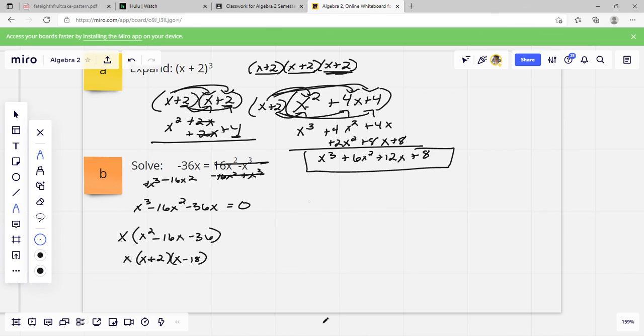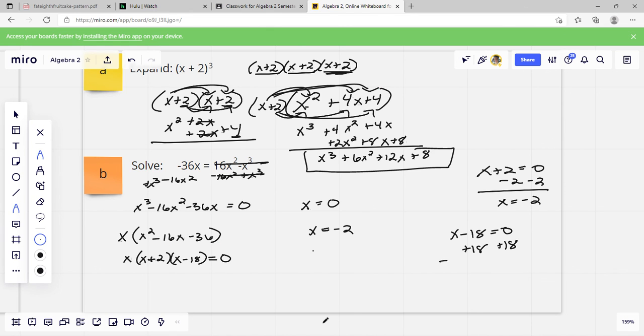But we're not done. Now we have to set these all equal to 0, right? Because that equals 0. So x equals 0. x plus 2 equals 0, so minus 2 minus 2, x equals negative 2. So let's fix this. And then x minus 18 equals 0, so plus 18 plus 18. I'm really just changing the sign on these. x equals 18. So your answer is 0, negative 2, 18.